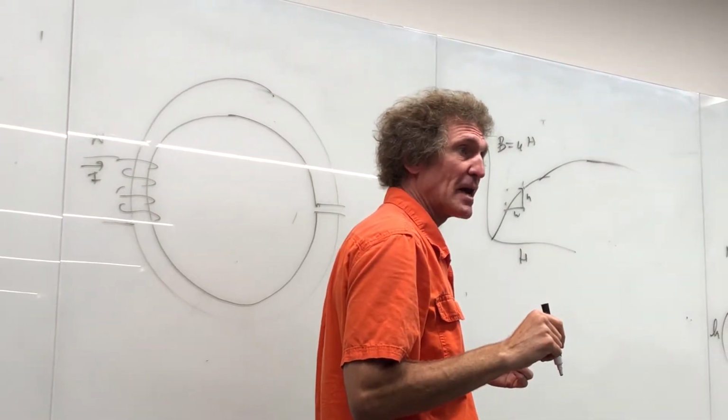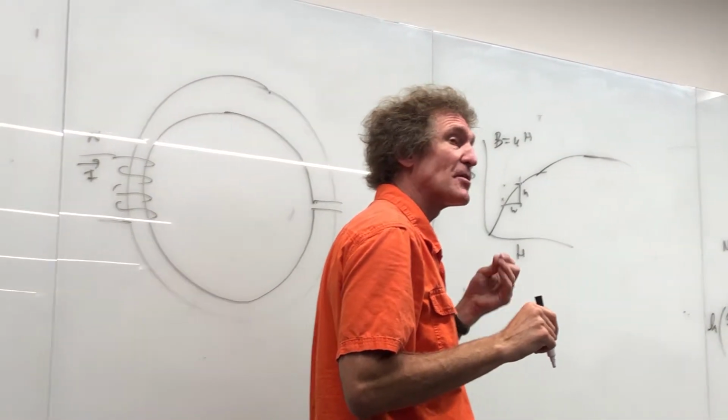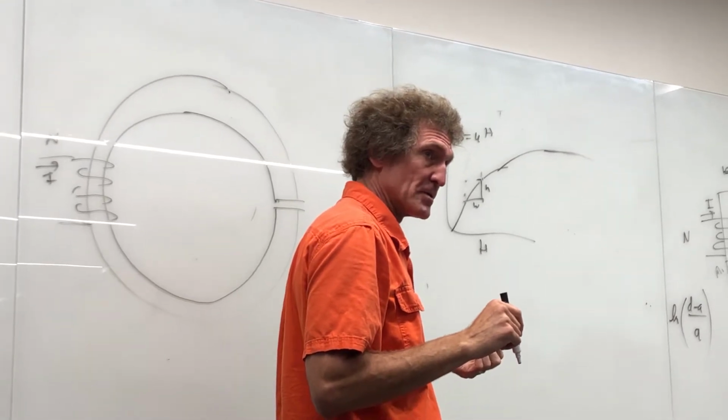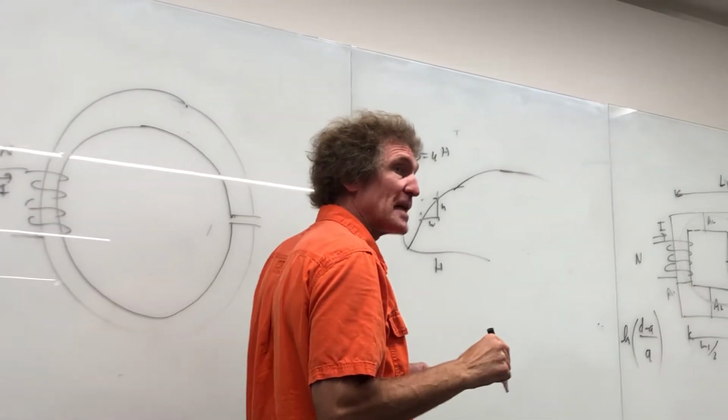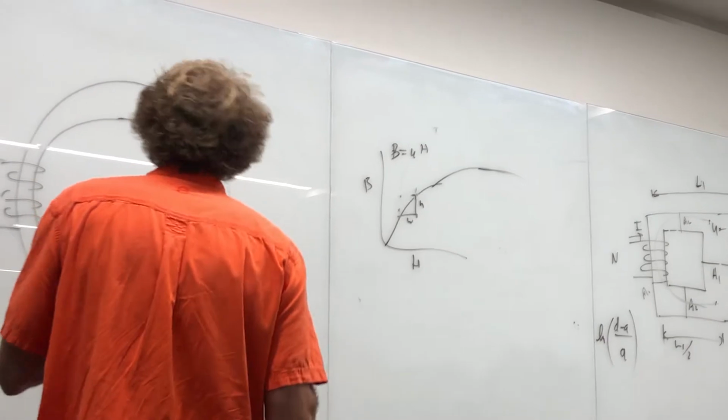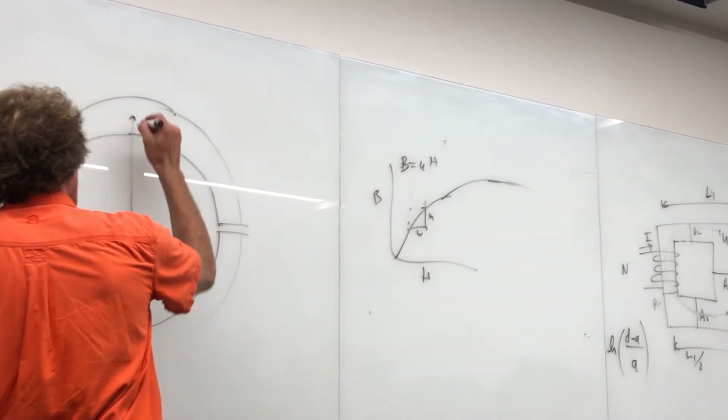Now, the way you've got to figure it out is, are you working in the linear or nonlinear region, all right? So, here's how it goes. That's for the iron core here. They give you a mean radius A, is that right?